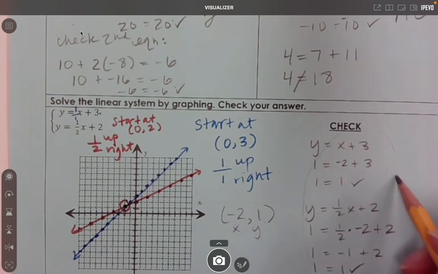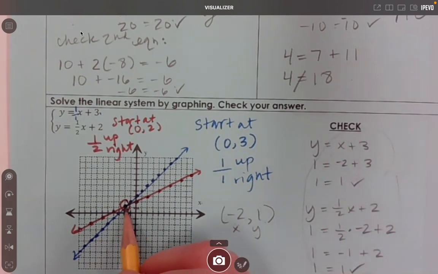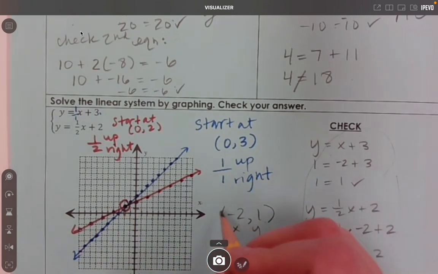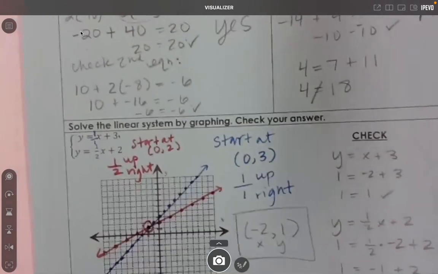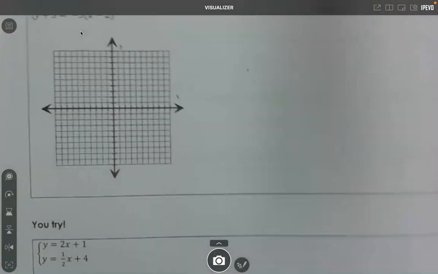So we've proved it works over here with our check. And we have this cool visual representation of the lines crossing, and that's our solution. So our solution here is -2, -1. So we've solved it by graphing. So let's go ahead and take a look at one more in the back, and then there's one for you to try on your own.